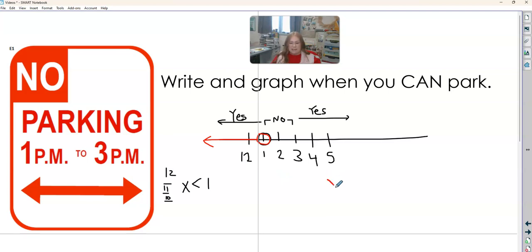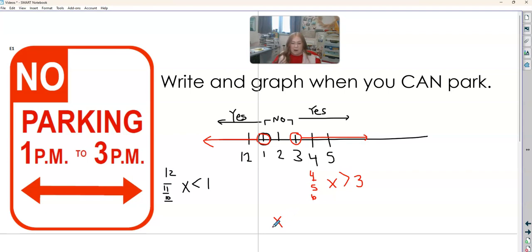So now let's think, can X compare to 3? I can park there after 3. I can park there at 4, 5, 6. These are all greater. Can I park there at exactly 3? No, it has to be after 3 o'clock, so not equal. So this is also open because it's not including them, and that way. So my graph has the 2 open circles showing before and after, not between those times.